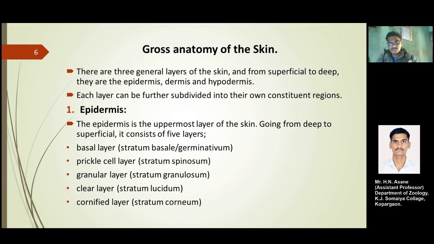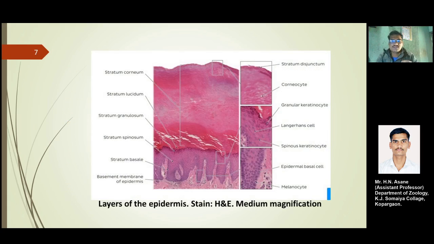These are the scientific terms coined for these particular layers. You should remember all these scientific terms used for the epidermis layers. As you can see in this picture, these are the layers of the epidermis, stained by the hematoxylin and eosin stain, shortly known as the H&E stain, at medium magnification on the light microscope.